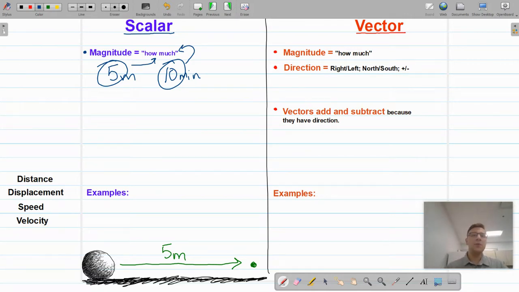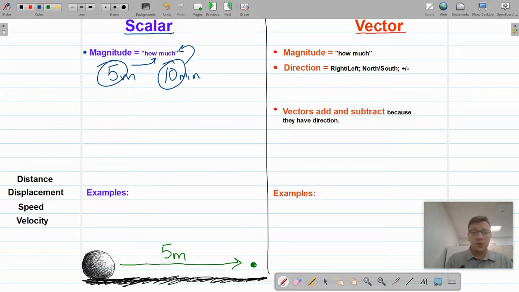Now, this is different from a vector quantity, because a vector quantity not only tells you how much, but it also tells you where, so the direction that the object is moving. You can show direction a number of ways. You can just use directions like forward, backwards, right, left. You could say north, south, east, west. Or one that people tend to forget about is that if you put a positive sign or a negative sign in front of a number, that's also telling us direction. And that will make more sense when we start talking about displacement, velocity, and everything.